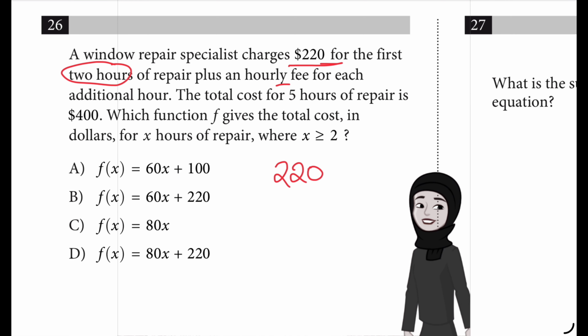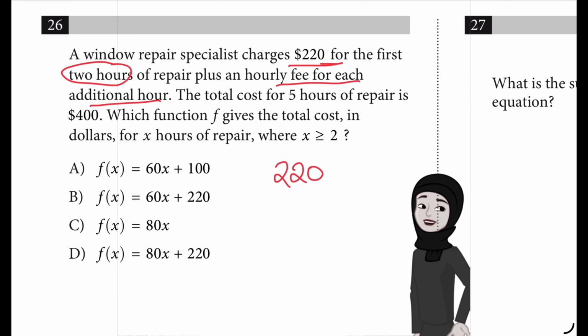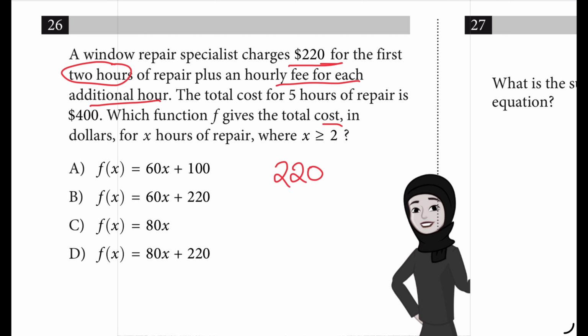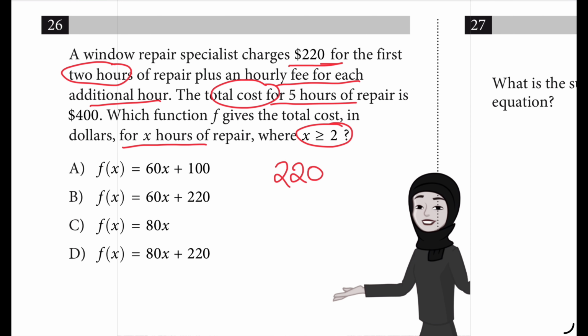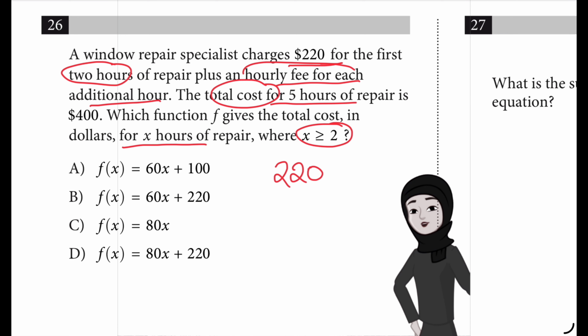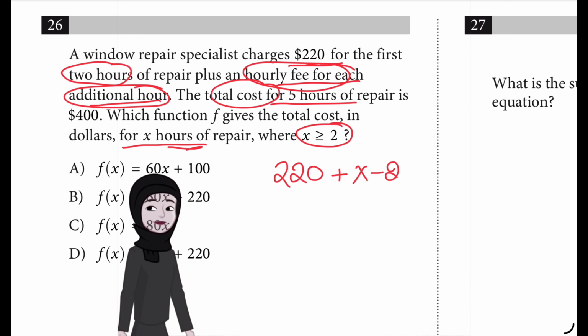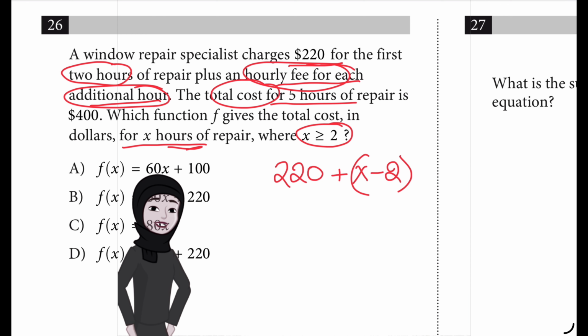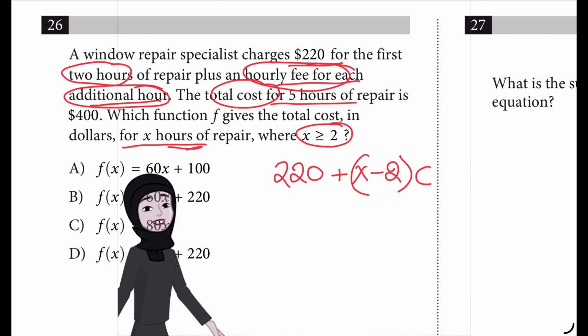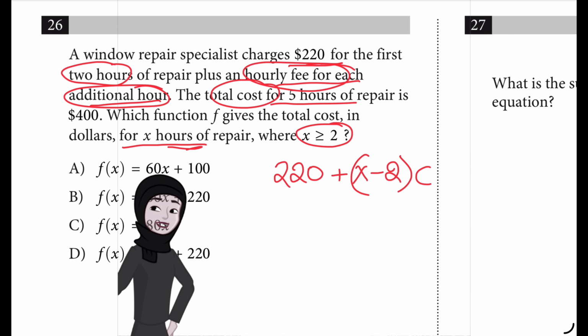And only after the first 2 hours there is an hourly fee for each additional hour. That has not been given. And the variable x has already been used to represent x hours of repair. So we can use another variable to find out the hourly fee for each additional hour. So 220 plus, in this case x, as you know, is x hours of repair minus 2 times, let's say C is the cost of the hourly fee for each additional hour after the first 2 hours.